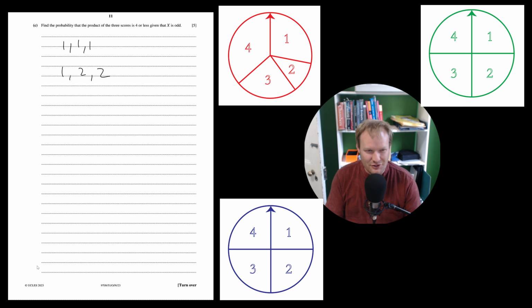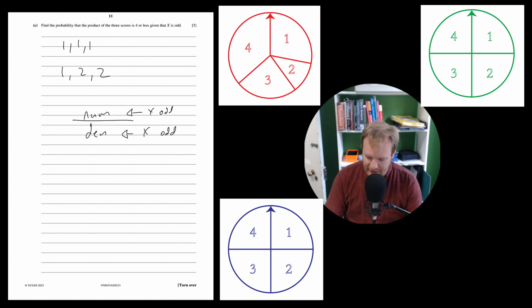Okay, so maybe you got into it already. Just the last part is maybe, well, wait, probability given that X is odd. So with our probabilities, we've always got some sort of numerator over a denominator. And it's given that X is odd. So that's telling us already what our denominator is. And for our numerator, we must have both X odd and the product less than or equal to 4.